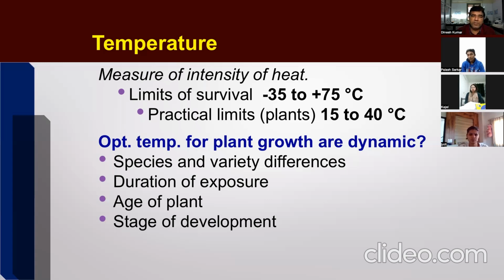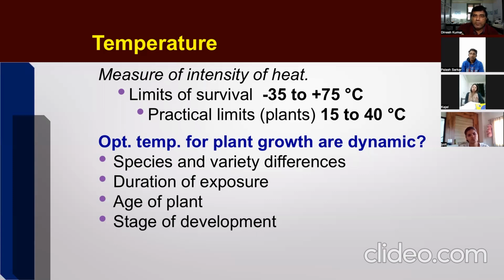Generally, the plants which are suitable for tropical climate, the optimum temperature will be higher for those plants compared to the plants which like temperate climate. So for temperate climate plants, optimum temperature may be lower. For tropical climate plants, optimum temperature may be higher. So therefore, species differences exist, and also some varietal differences may also exist.